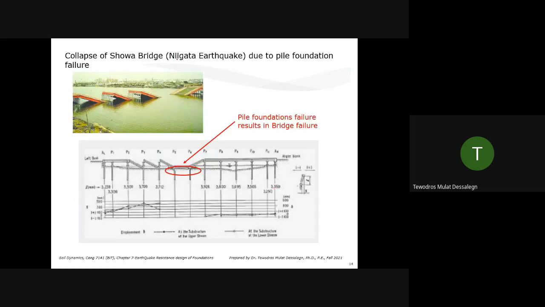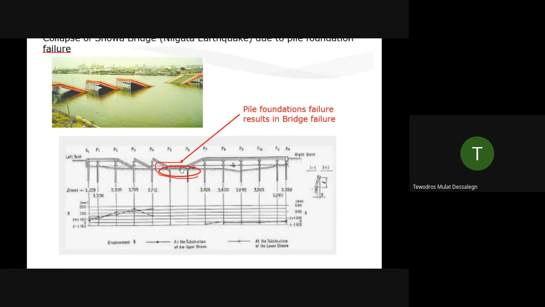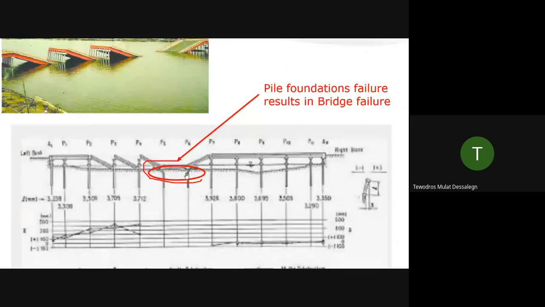Collapse of Showa Bridge, Niigata earthquake, due to pile foundation failure. Now we know how piles can fail, but the collapse of the entire bridge was attributed especially to these two pile failures. Right here you can see the pile bent. See, the pile failed here, then the deck failed. Then it's a chain reaction. The deck starts failing everywhere nearby.